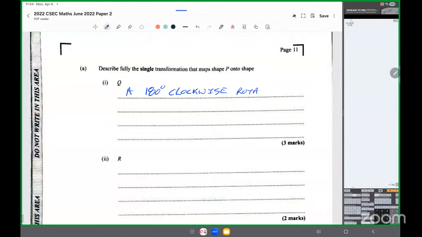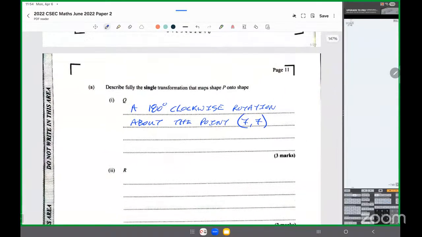Rotation about the point 7, 7. That is it.